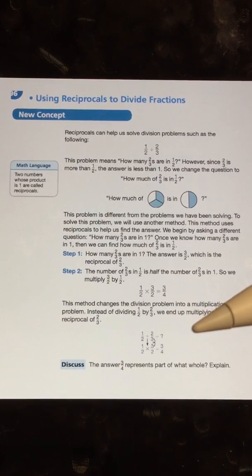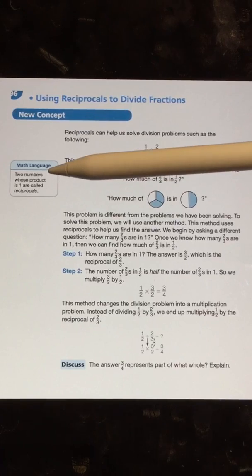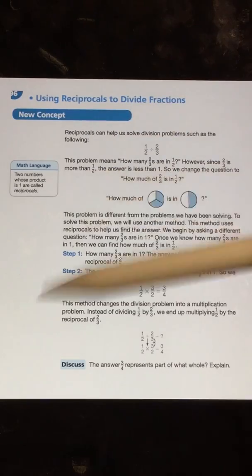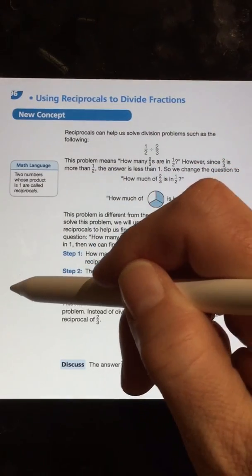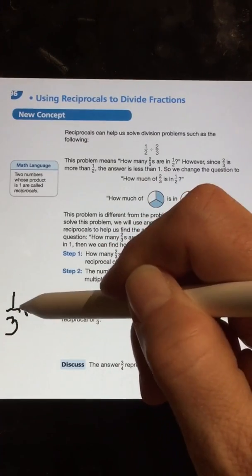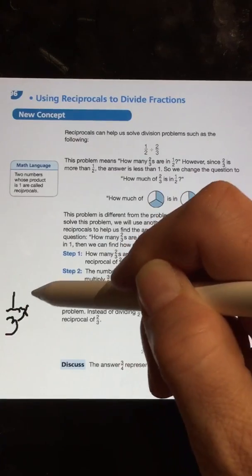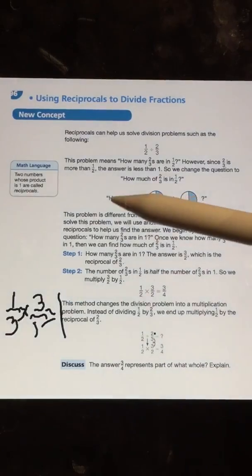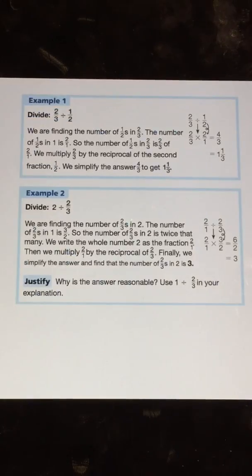All right, so the answer is 3/4, and that represents part of what whole? The whole we had originally was half. All right, so up here I want you to draw your attention to this: two numbers whose product is 1 are called reciprocals, which basically just means when you take 1/3 and you multiply it times 3/1, they equal 1 whole, right?